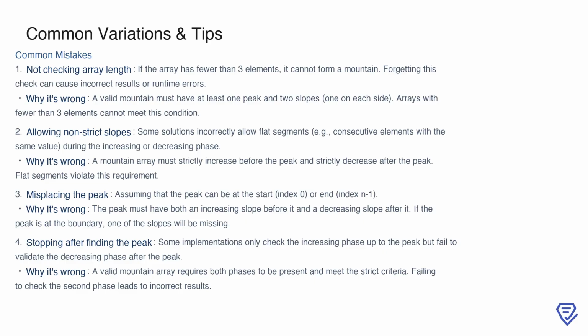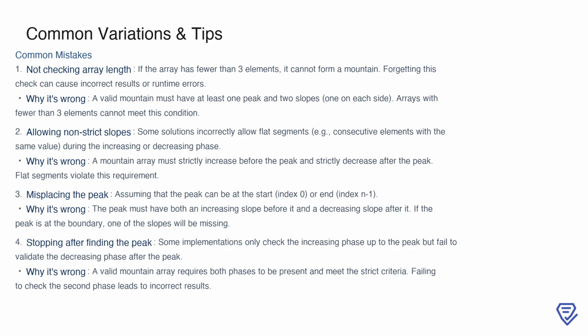Next, we have the mistake of allowing non-strict slopes. A valid mountain array must strictly increase before the peak and strictly decrease after. If there are flat segments, or consecutive elements have the same value, the array no longer satisfies the mountain conditions.